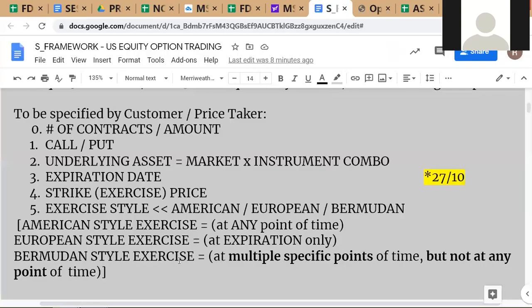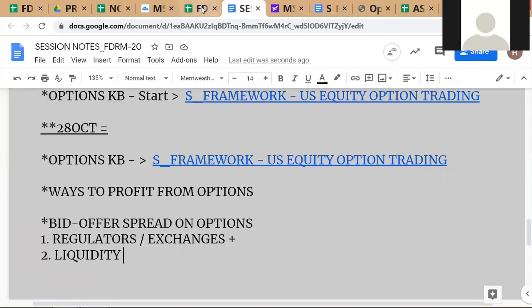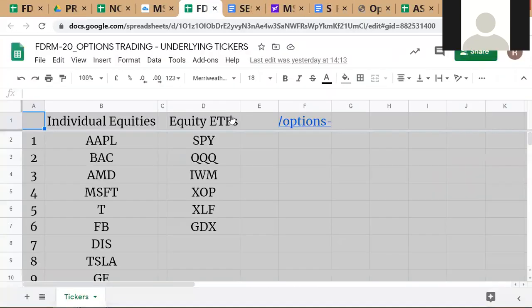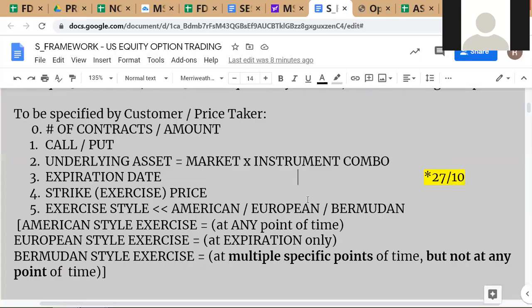Okay, so yeah, okay. So yeah, Siddharth, does that answer your question? Yes, sir. Okay, all right.